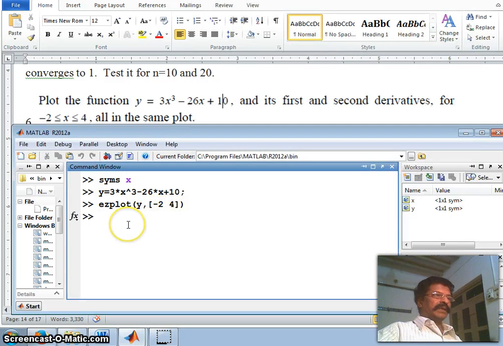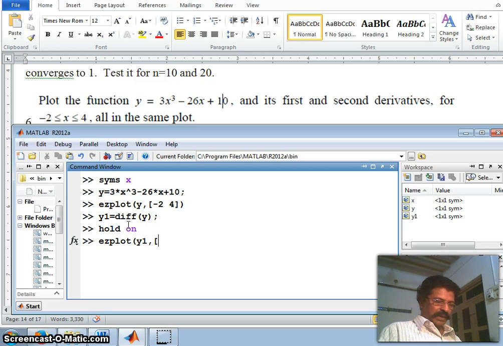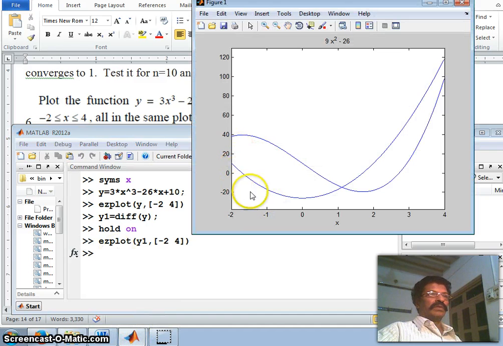Then I take the differentiation. Therefore now I take y1 equal to the differentiation of y. Now again I put another figure. Therefore I keep hold on, I keep the same figure, and this time I plot y1, the first derivative, over the same interval -2 to 4. With hold on, the older figure remains as such. Now you can see that I have two things: this is my first one and this is my derivative.